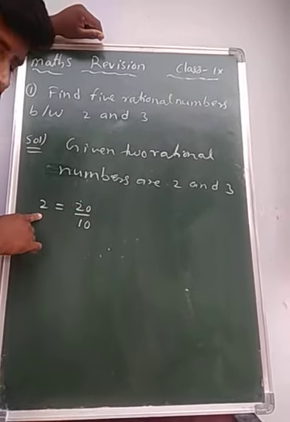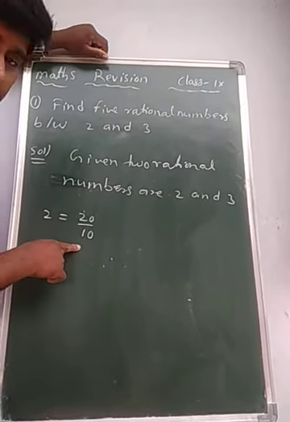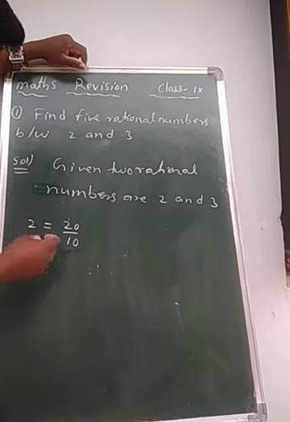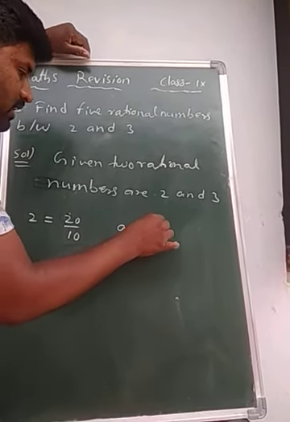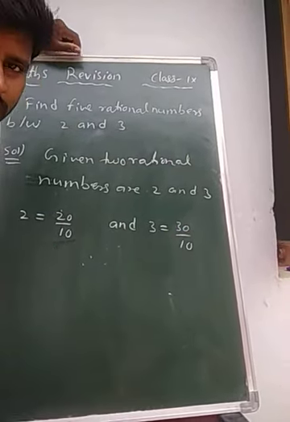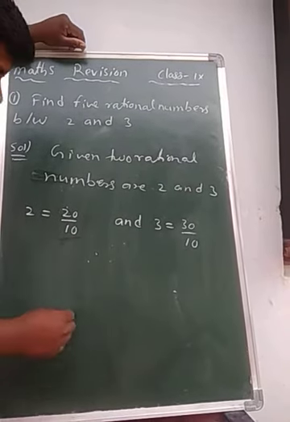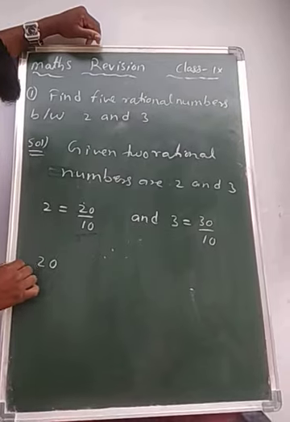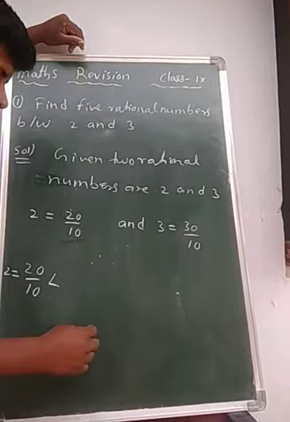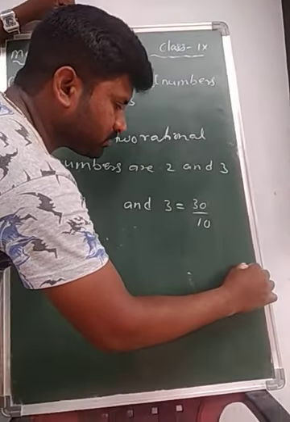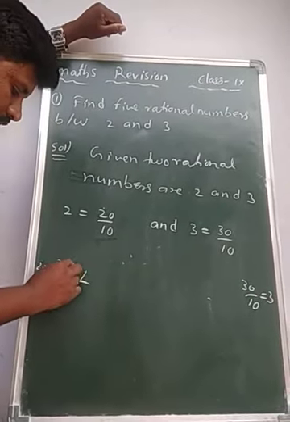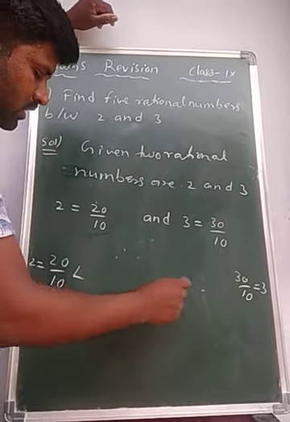How can we write 2? We can write it as 20 by 10 because 10 ones are 10, 10 twos are 20, and again we get 2 only. And 3 is equal to, we can write it as 30 by 10. Yes, 10 ones are 10, 10 threes are 30. Now in between 2 and 3, that is, 20 by 10 and 30 by 10, write the numbers.